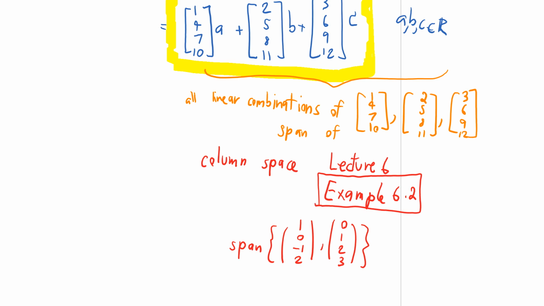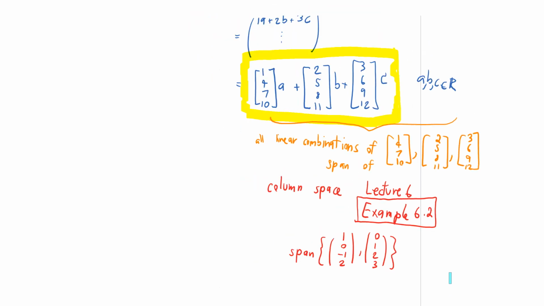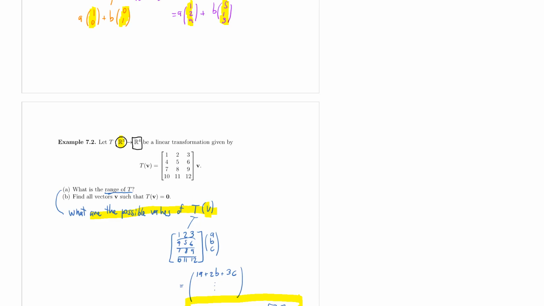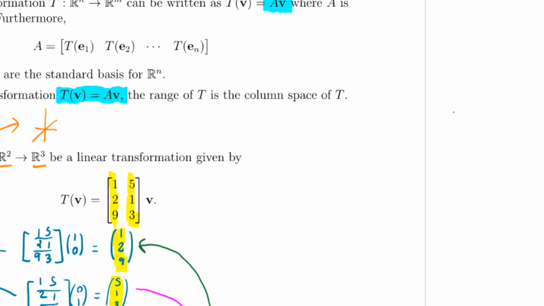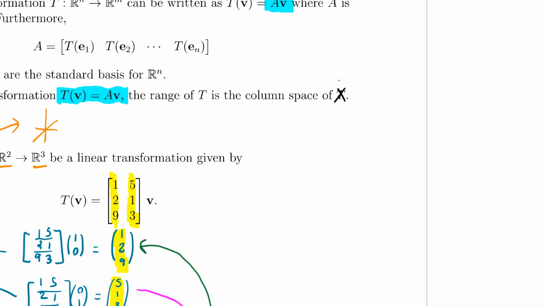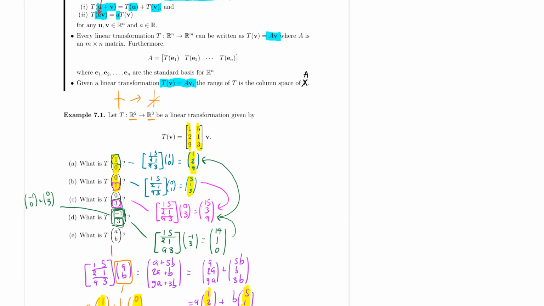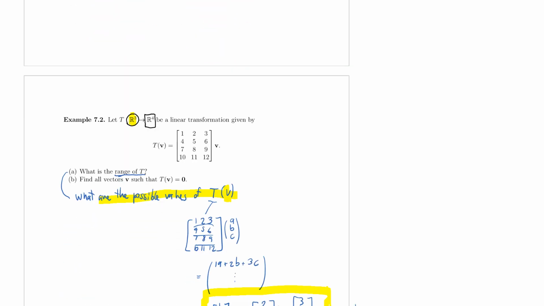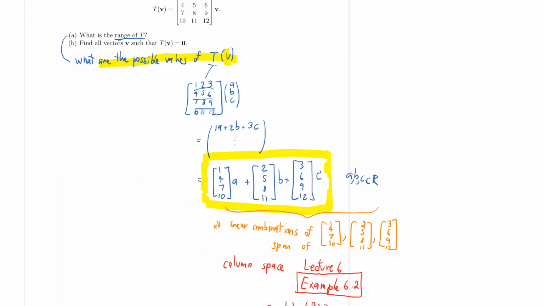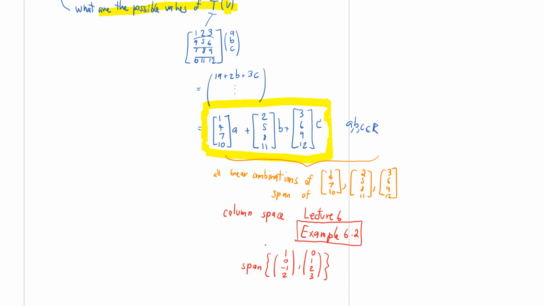Another thing I'd like to point out is that this corresponds to the last bullet that we have up here. Given a linear transformation that is multiplication by the matrix A, the range of T is the column space of A. This is a typo actually, so I'll fix this. So that's part A: the range of my linear transformation T is just the column space of my matrix, and we have already found that out.